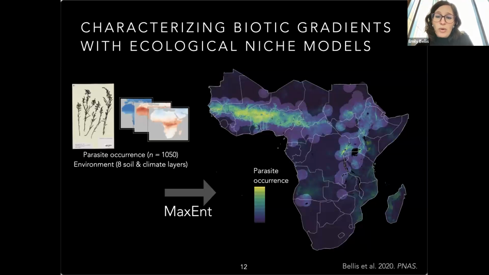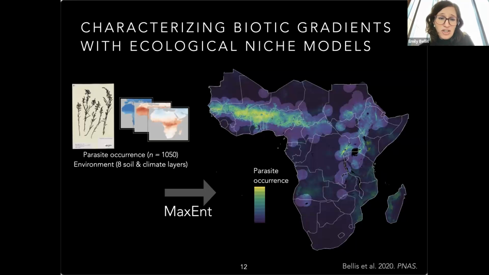So one of the challenges with biotic gradients is, unlike abiotic gradients, where we can go find publicly available data at high resolution for things like annual rainfall and temperature related variables, we don't often have gridded high resolution data for parasite occurrence. So we developed a method to generate those kinds of maps using habitat suitability modeling with MaxEnt.